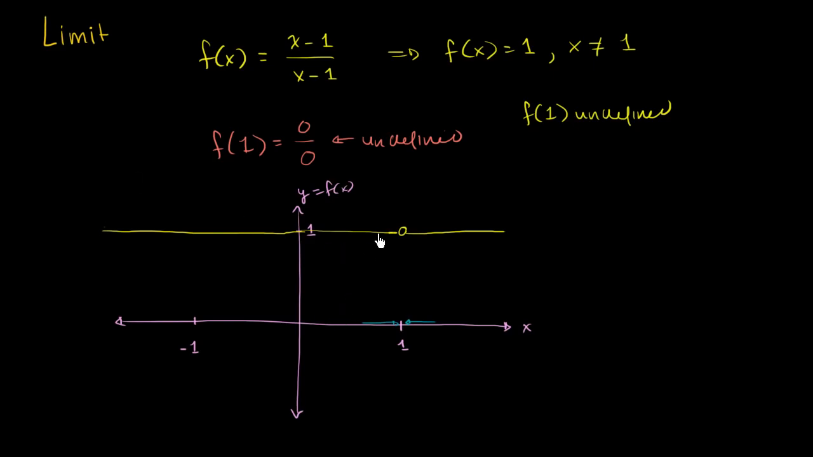Well, this entire time, what is the function getting closer and closer to? On the left-hand side, no matter how close you get to 1, as long as you're not at 1, f of x is equal to 1. Over here, from the right-hand side, you get the same thing.